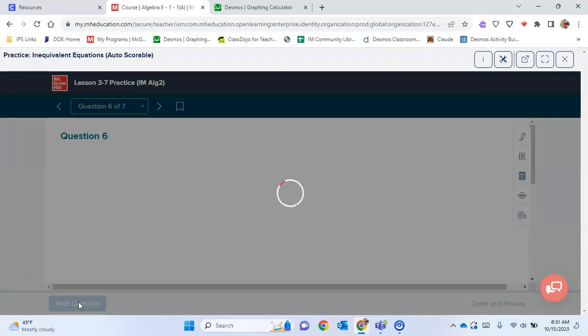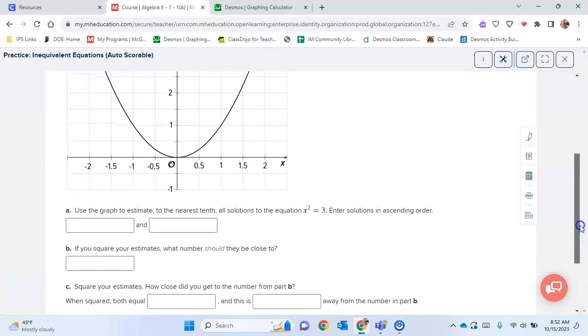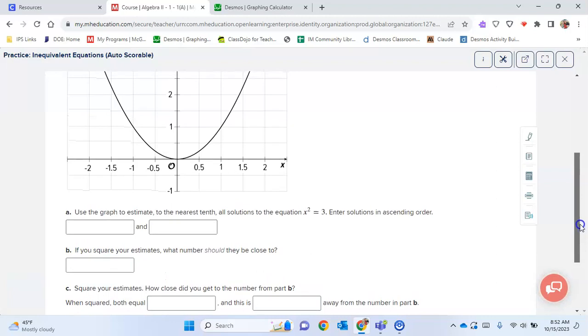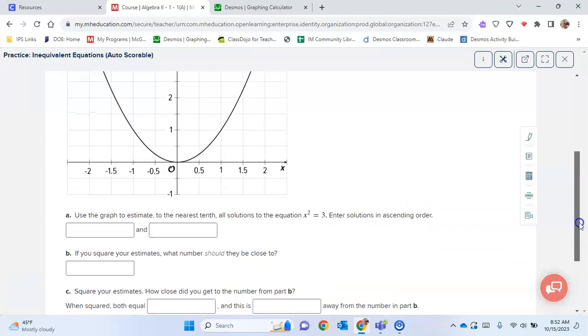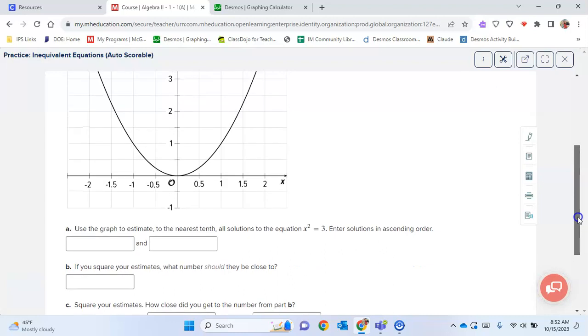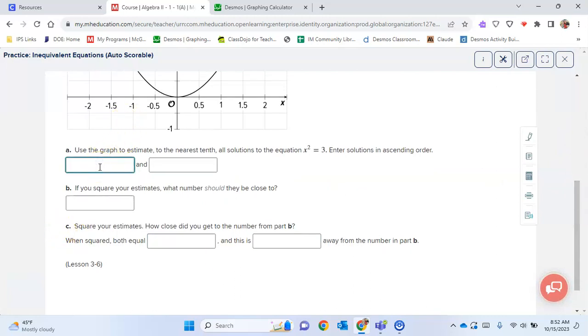Question 6. Here's a graph of y equals x squared. Use the graph to estimate to the nearest tenth all the solutions to the equation x squared equals 3. Enter solutions in ascending order. Alright, so if you use the graph, you could see it's about halfway between 1.5 and 2, and the same here, halfway between negative 1.5 and negative 2. We're going to say negative 1.7 and positive 1.7.